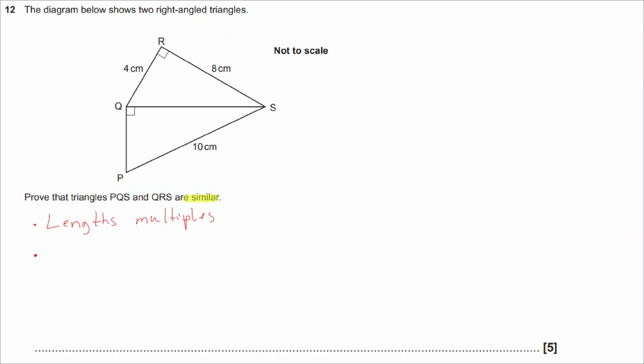Or similar triangles will have identical angles. So you can prove this in different ways if they're similar. Similar means that they're like upscaled versions of one another. Now you could prove that the lengths are multiples of each other. I'm going to go for that the angles are the same. Okay, so that's what I'm going to go for.